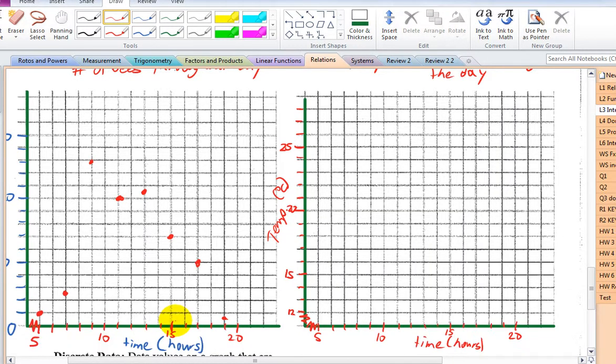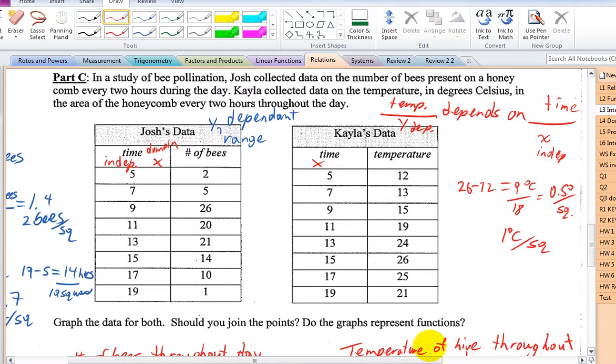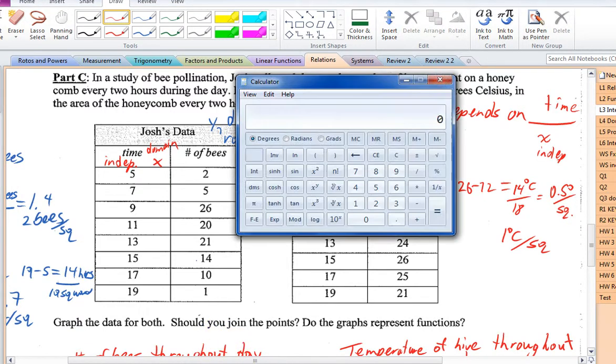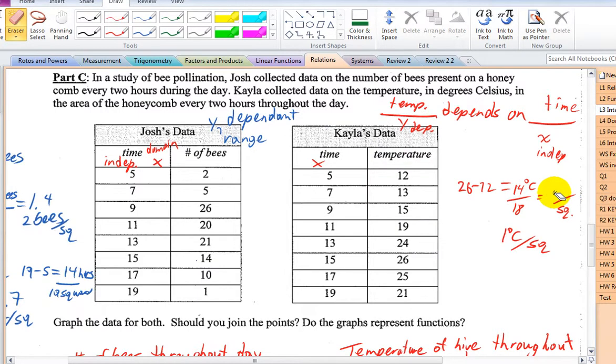How could you get that wrong? I can't believe it. Okay. Yeah, 14. So what is that then? 14 divided by 18? Still less than 1, right? Yeah, 0.7.